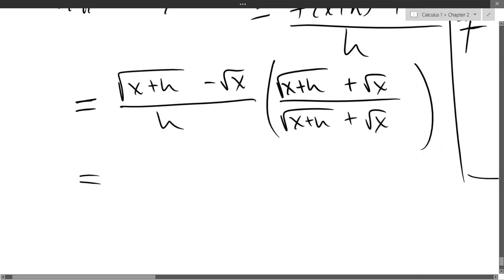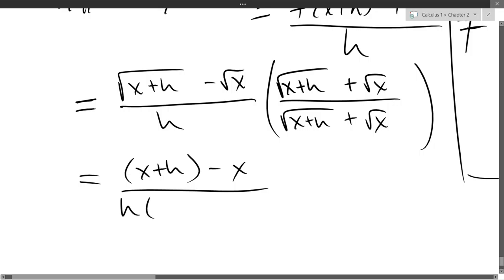So why did we do this? Because conjugates are going to work out really nicely. Square root x plus h times square root x plus h is just x plus h. Outside, inside, cancel, minus square root x times square root x, that's just minus x. Do not multiply the non-conjugates together. You're going to have to factor it back out anyways.